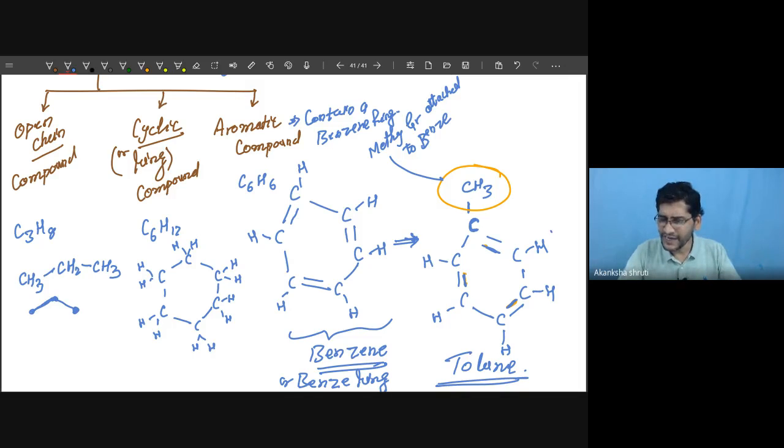It may be possible that the second hydrogen may be replaced by C2H5. It's also okay. That will be another kind of aromatic compound. Getting it, student? So it is this one. Means a benzene ring containing, or 6-carbon cyclic compound with alternate double bonds, is called aromatic. It gives rise to a unique feature.